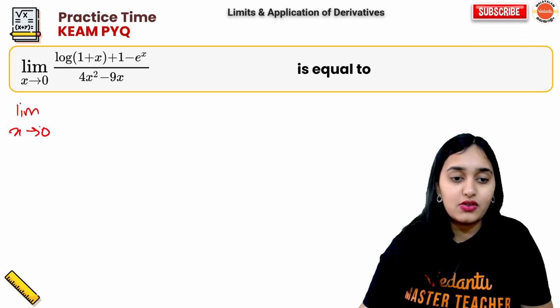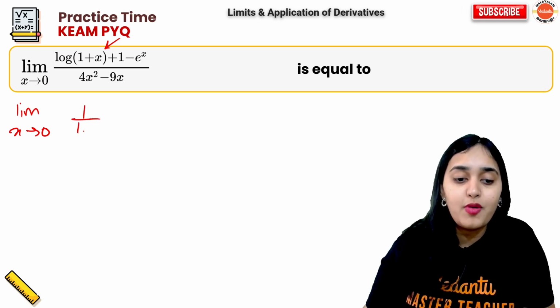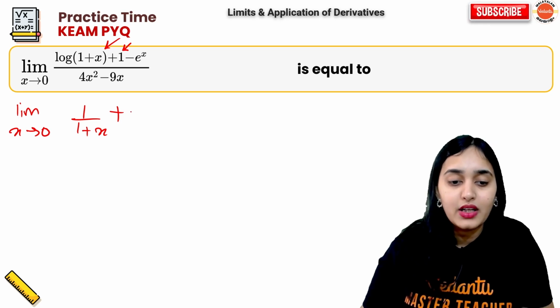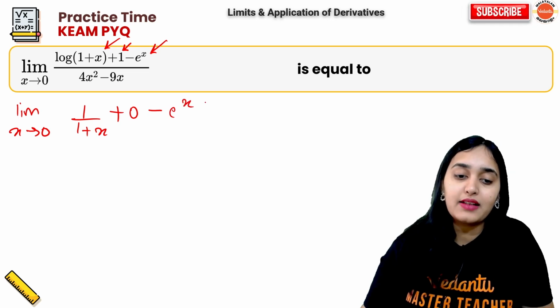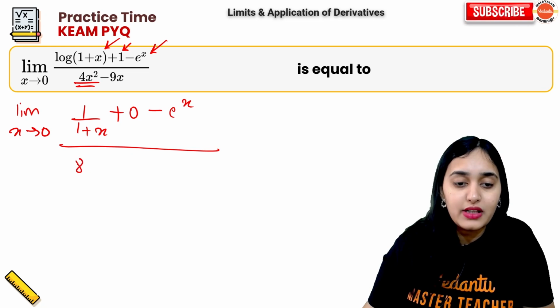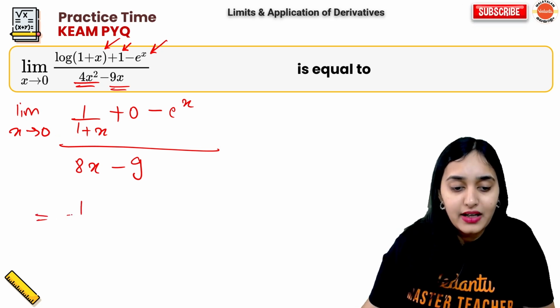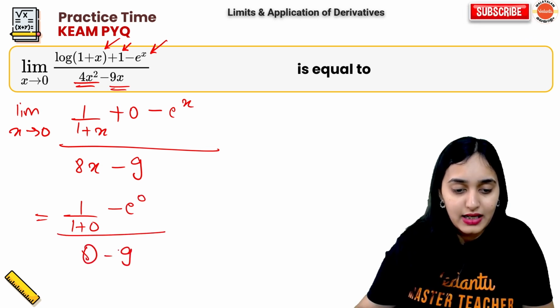So limit x tends to 0. Differentiate this. Differentiation of log x is 1 upon x plus differentiation of 1 is 0. So 0 minus differentiation of e to the power x is e to the power x. So e to the power x. Denominator, 4x square differentiation is 8x, 9x differentiation is 9. Now you put x is equal to 0. So we have 1 upon 1 plus 0 minus e to the power 0 upon 0 minus 9.